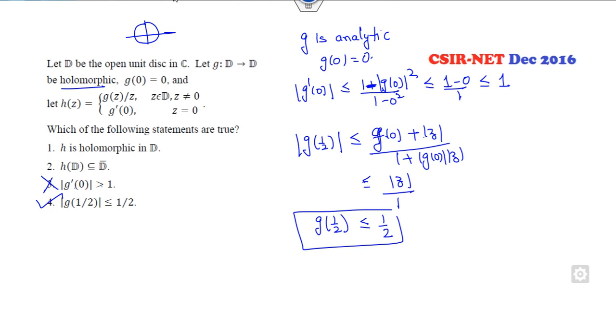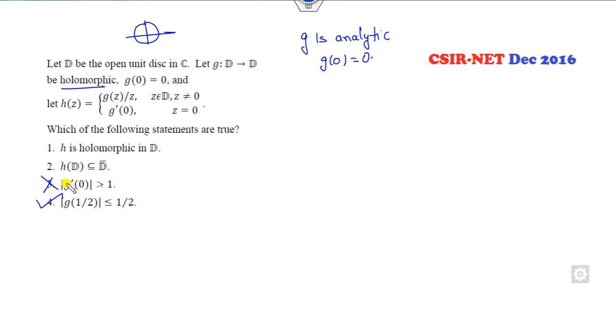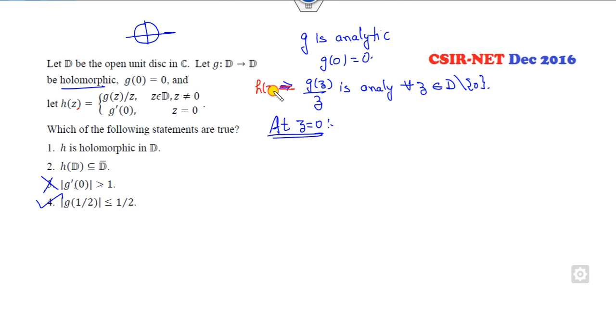Now you have to check whether h is holomorphic or not. It means h is analytic or not. And the second property, how can you think about that? That's very simple. You can see g is an analytic function. So if g is an analytic function, then definitely this is also an analytic function for all z in the domain apart from 0. So it means I have to check only at z equal to 0. If I prove this function is analytic there, that means h is analytic for all z.